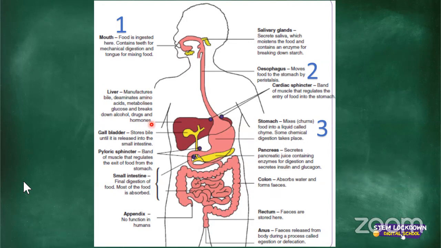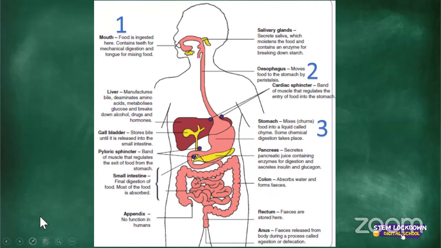Okay. So now the fourth organ that we have is the small intestine, right? This is where the final digestion of food takes place, and most of the food is absorbed. We have absorption taking place. Remember, we said that absorption is when we have our minerals, our vitamins, and our water getting into our blood. That whole process of absorption takes place in the small intestine. We also have more chemical digestion taking place there, so it doesn't end there, but it is the final digestion of food.